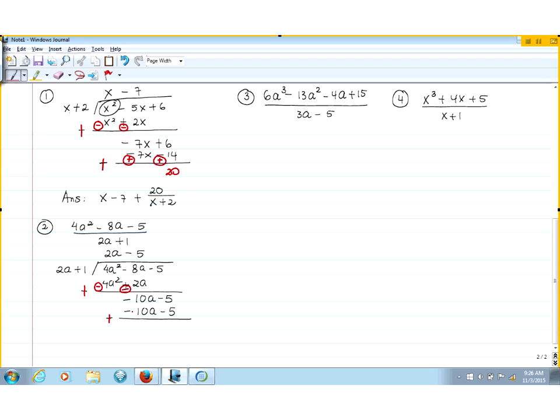So instead of subtract, we add with the opposite. So what is this equal to? 0, yes. So what is my answer? 2a minus 5, yes. So let's box our answer. All right. Okay, now try number 3 and 4.